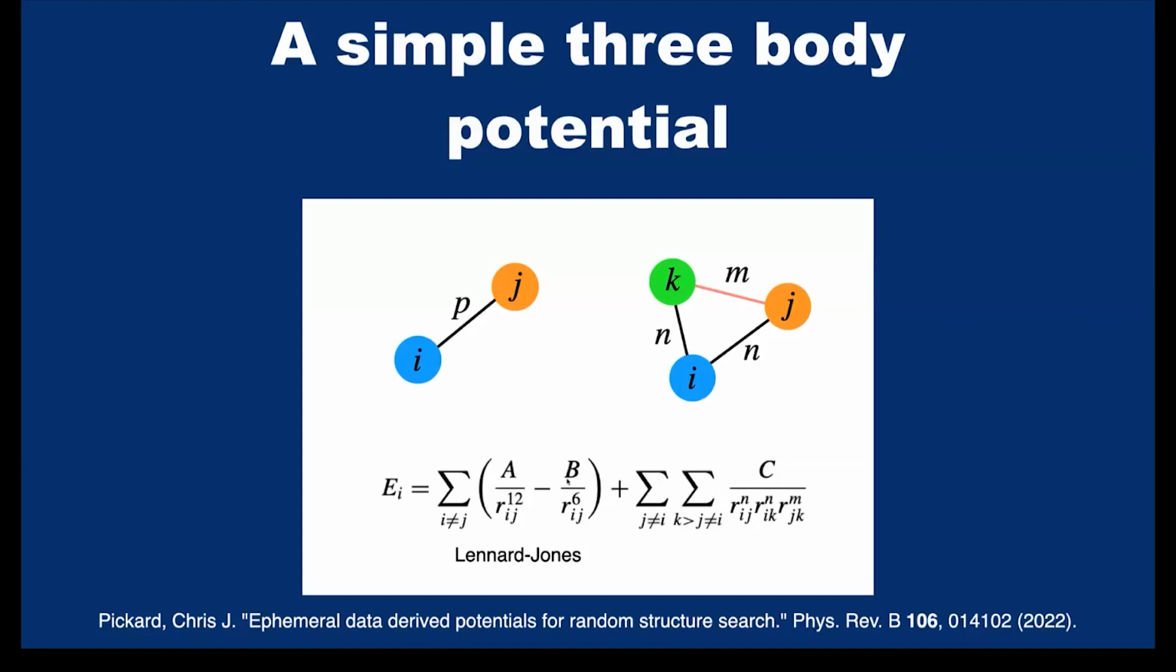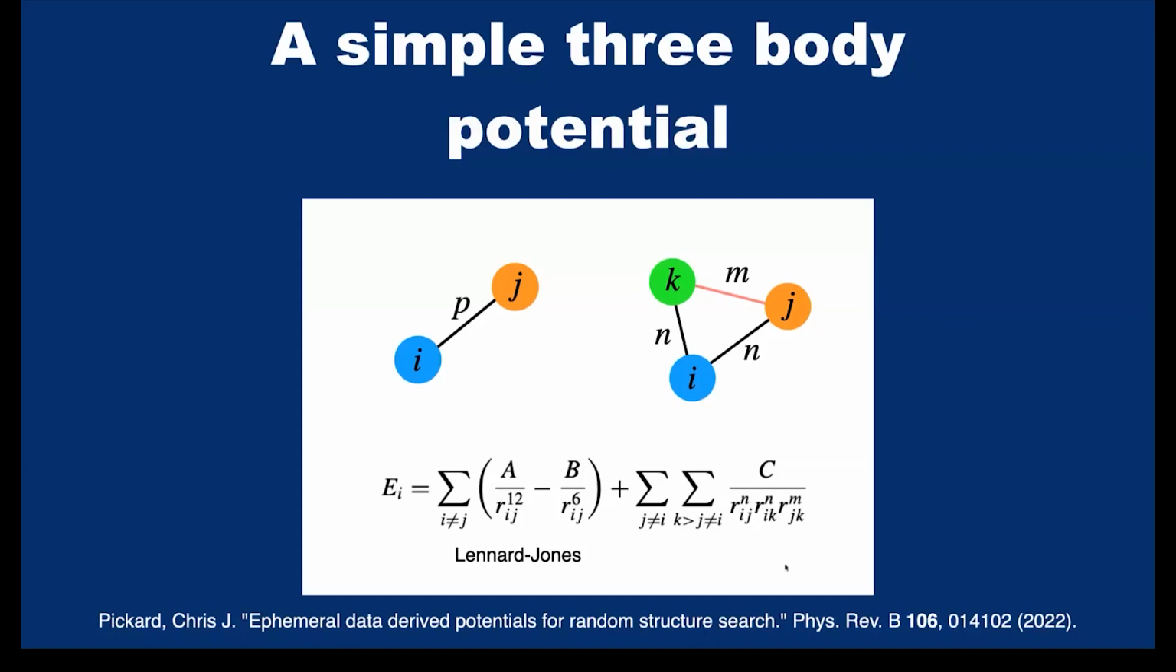But there was a problem. If you had an elemental system, then a simple Lennard-Jones potential can't capture any of the structural richness, say, of graphite or diamond or carbon or boron in general. And this is because three-body terms were important. So I knew I had to go to three bodies.